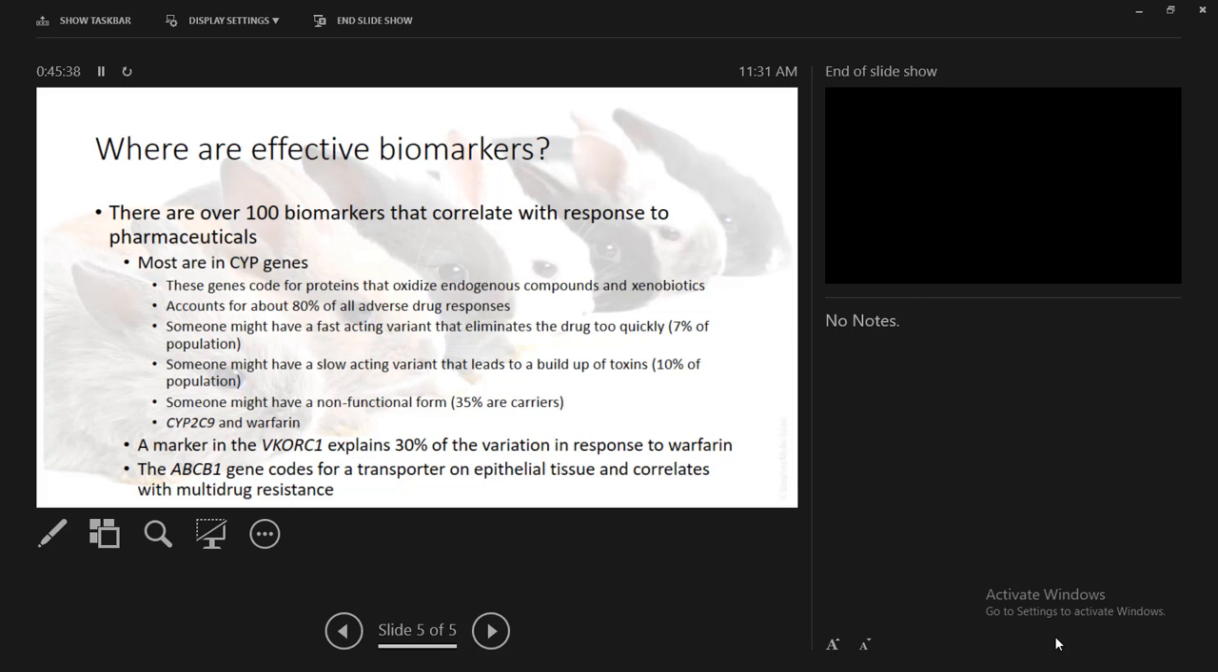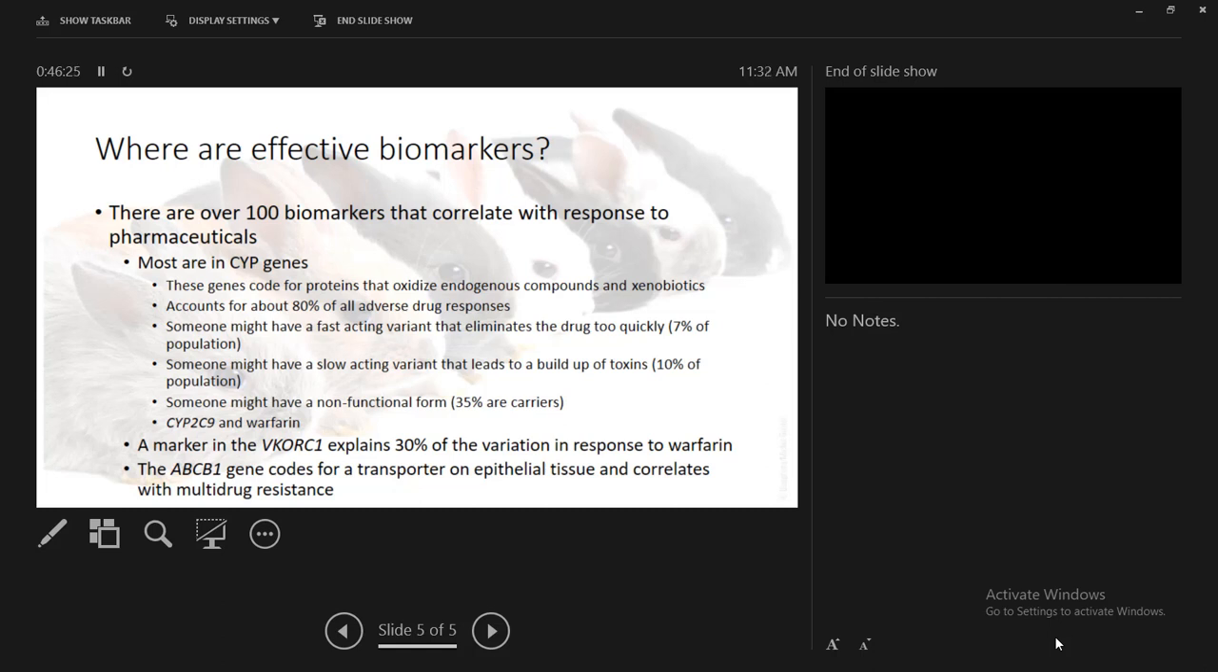Where are effective biomarkers? Which basically, another way to ask this question is, where are the portions of the human genome that correlate with the response to pharmaceuticals? And most of them are in the CYP genes, that gene family. I already mentioned this, these genes code for proteins that oxidize endogenous compounds, things that we make, but also xenobiotics, some foreign material, especially pharmaceuticals, things that you take to change your physiology in some way. Markers in this gene family alone account for 80% of all known adverse drug responses.